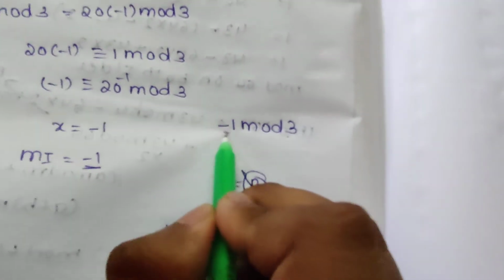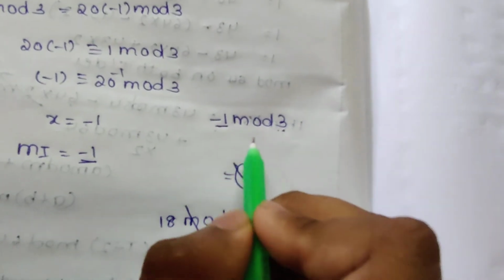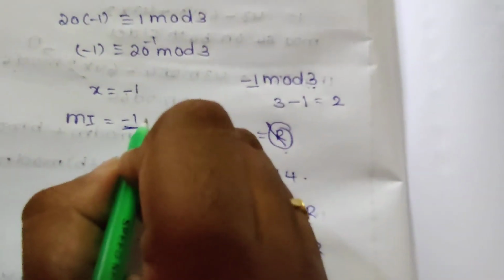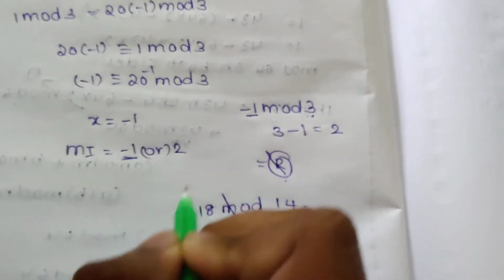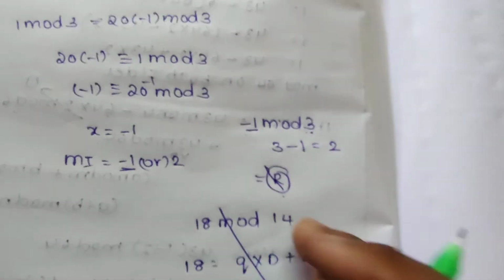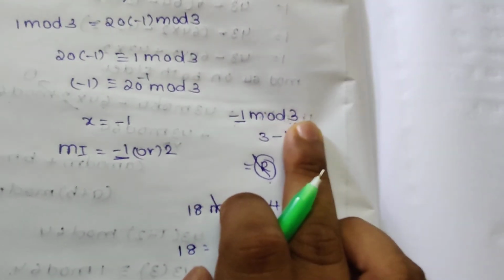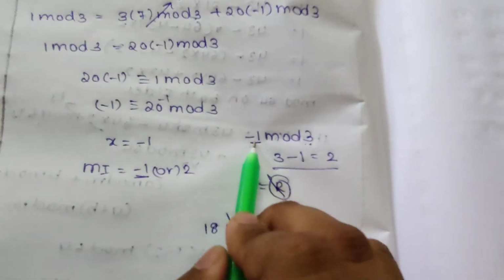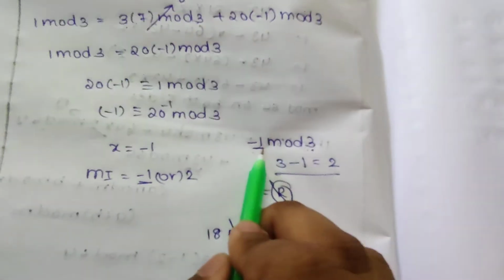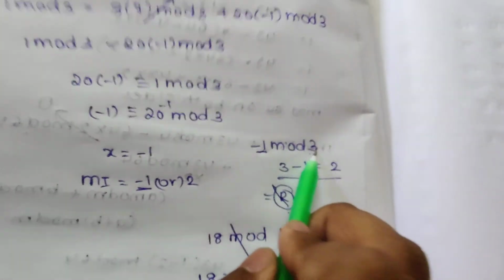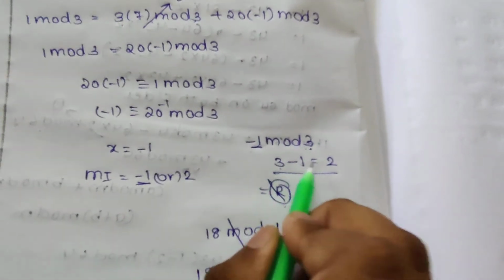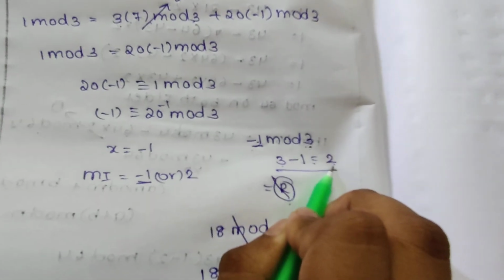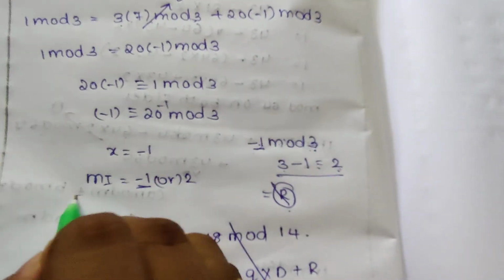Suppose minus 1 is there, which is less than 3, so we can directly write 3 minus 1 is equal to 2. So the answer will be minus 1 or 2. For calculating minus 1 mod 3 I will give more clarity in my next video. This was the simple step: if minus 1 is less than 3, we can directly write 3 minus 1. Suppose here minus 2 is there, then 3 minus 2 equals 1. In that way we can write. This is the multiplicative inverse.